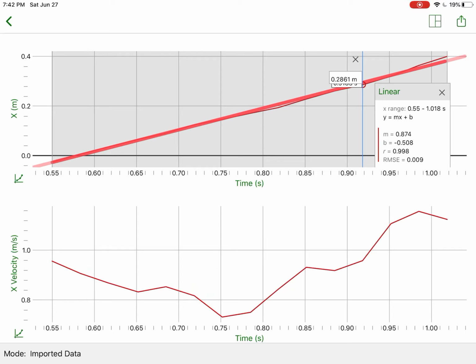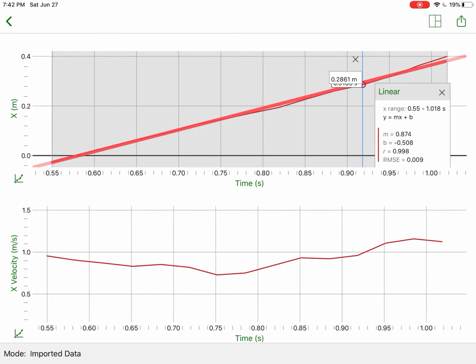Now when we go to the bottom graph, since mine doesn't look that linear right now, I'm going to pinch zoom out. It still doesn't look perfectly linear, but it looks a lot better than it did before. At my first data point, you can see that my velocity is 0.955 meters per second, and at my last data point, my velocity is 1.123 meters per second, which shows a change in velocity. This is not what we would expect in a perfect world, because if our velocity is constant, we would expect our acceleration to be 0 meters per second each second.